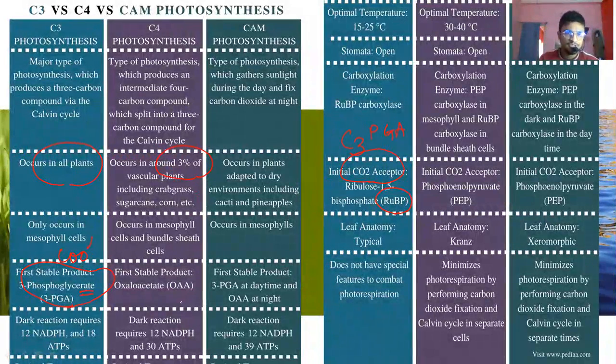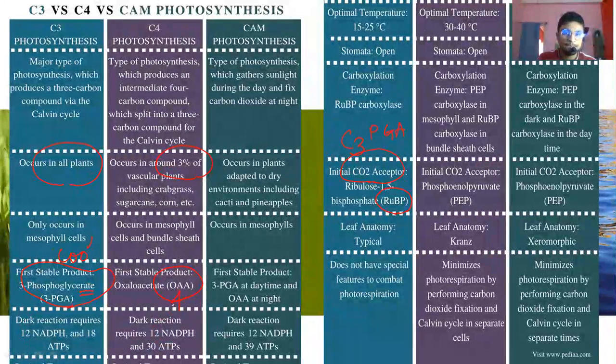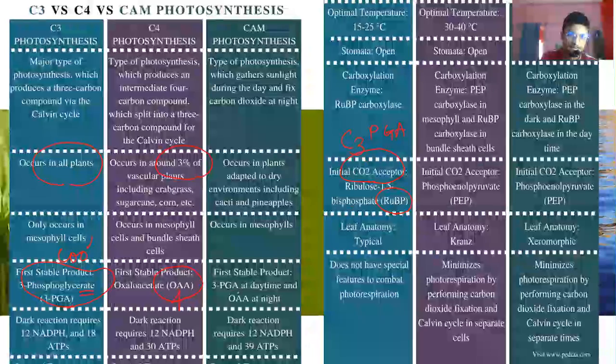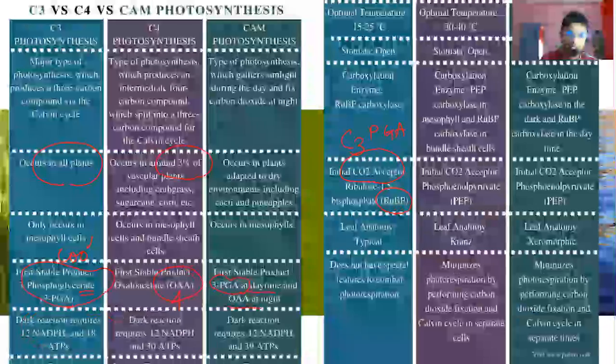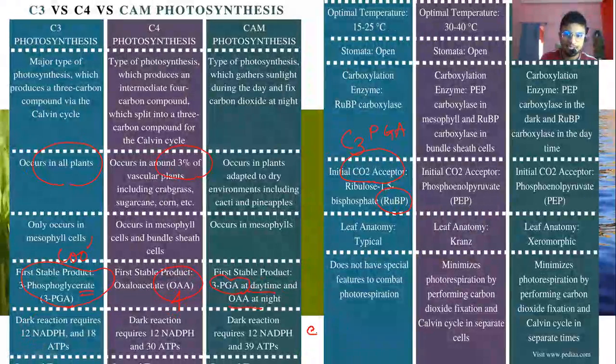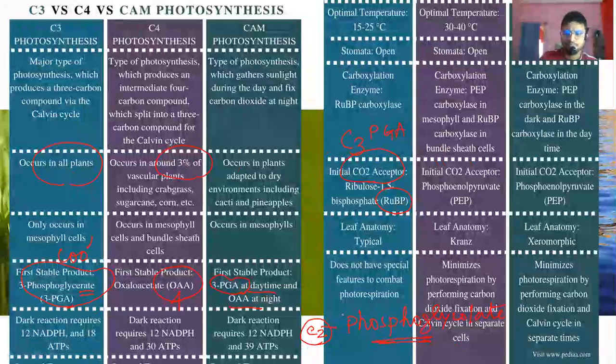Now here the first stable product is oxaloacetic acid in the case of C4, because it contains 4 carbons. You have also studied this one in the Krebs cycle. And the first stable product in CAM is 3-PGA as in the C3 plant at the daytime, and oxaloacetic acid at the night time. But remember, in C2 cases, when photorespiration is going on, then phosphoglycolate is formed along with PGA, and it contains 2 carbons.